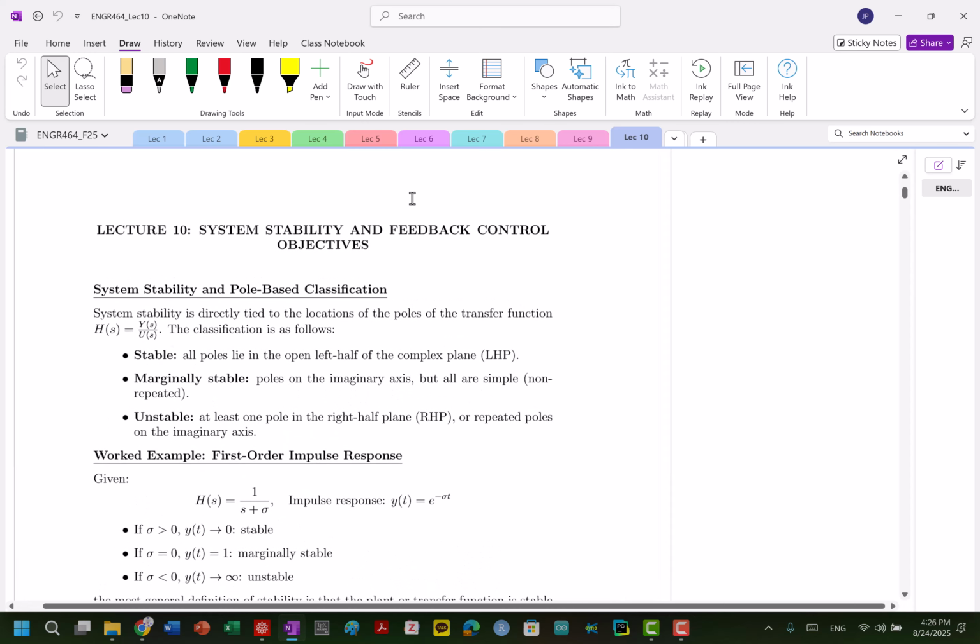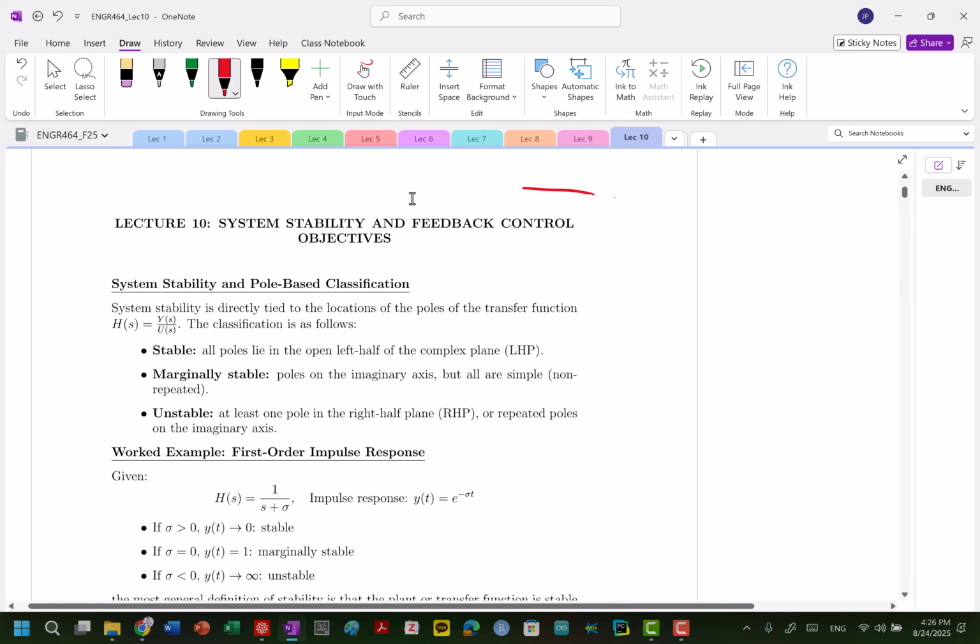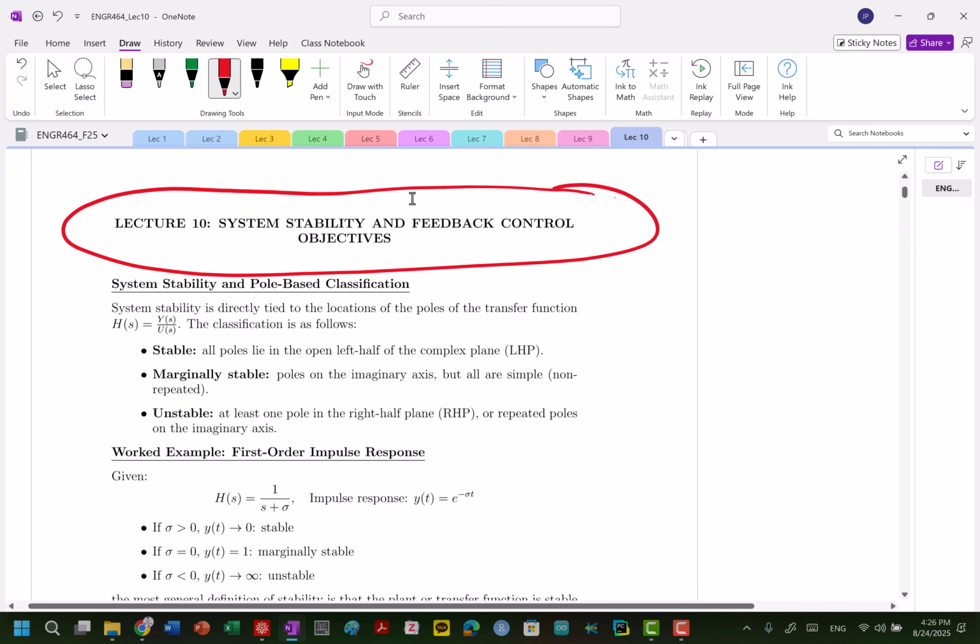All right, everyone, we are back and we are going to go through our lecture 10, which is all about system stability and feedback control objectives. Stability is crucial for any control system. You need to have your system stable. You need to have the behavior controlled. We need to control these dynamic systems.